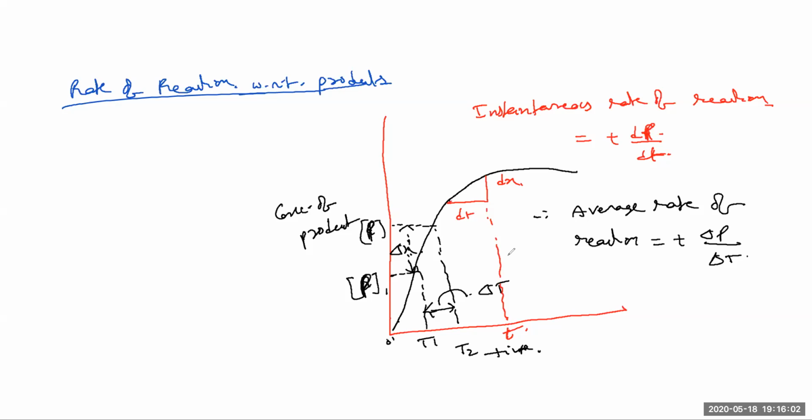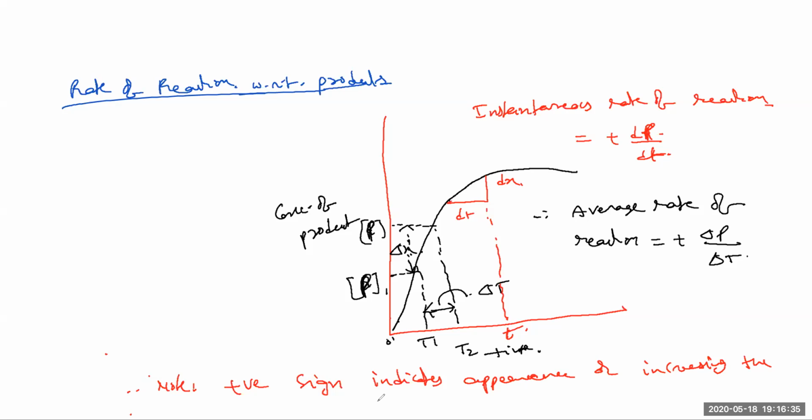P means product. The positive sign indicates appearance or increasing the concentration of products. Okay, now done.